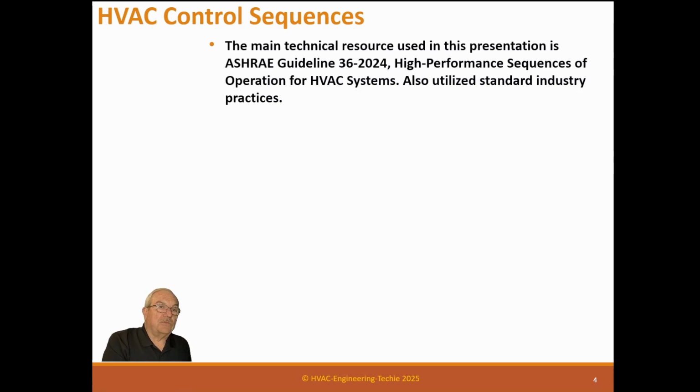All right, control sequences. The main technical resource used in this presentation is ASHRAE Guideline 36, 2024, like I talked about. It's for high-performance sequences of operation for HVAC systems. I also utilize standard industry practices. Not everything's in Guideline 36. Well, maybe that's Guideline 36's problem. They try to put everything in there. It turns out to be really very difficult to read because it has a standard sequence, and then they have 42 to 50 modifiers to that based upon another condition, and it gets very, very cumbersome to look at. So I've tried to simplify that for the sequences that we'll show.